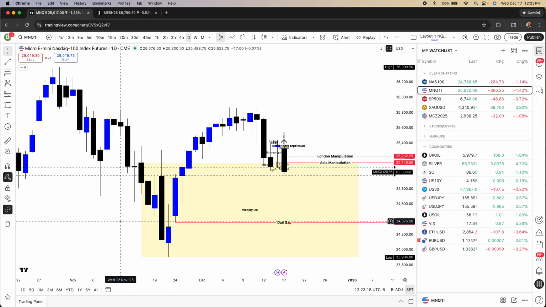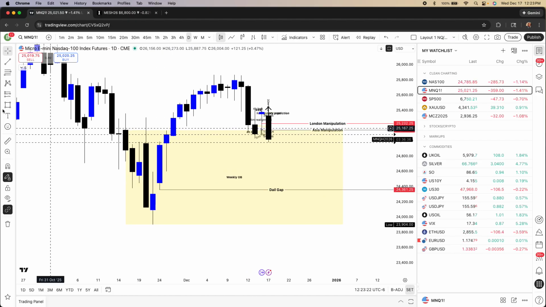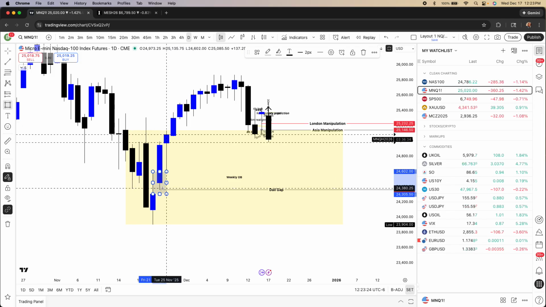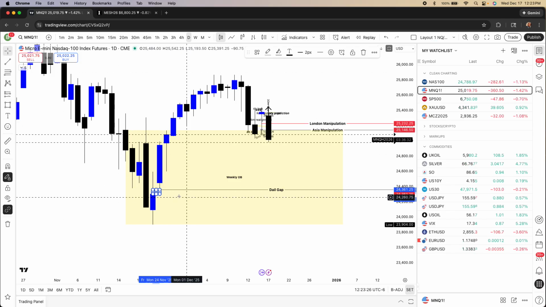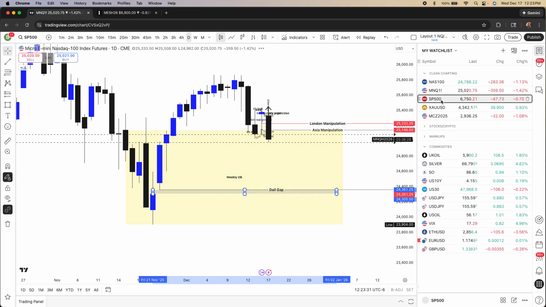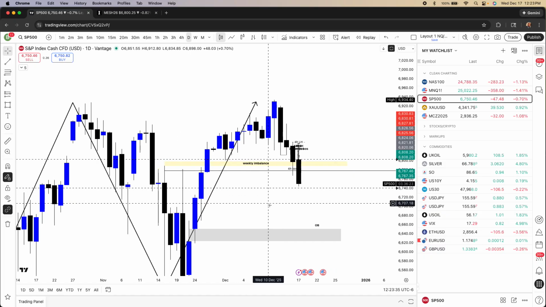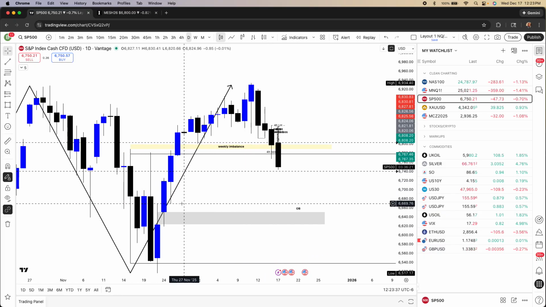So this was a daily gap. You can see this candle closed right here, opened right here. So we still have some of this gap inside of here to fill in on NAS, but we did fill it in on the S&P 500. So curious to see what happens within the next couple of days.